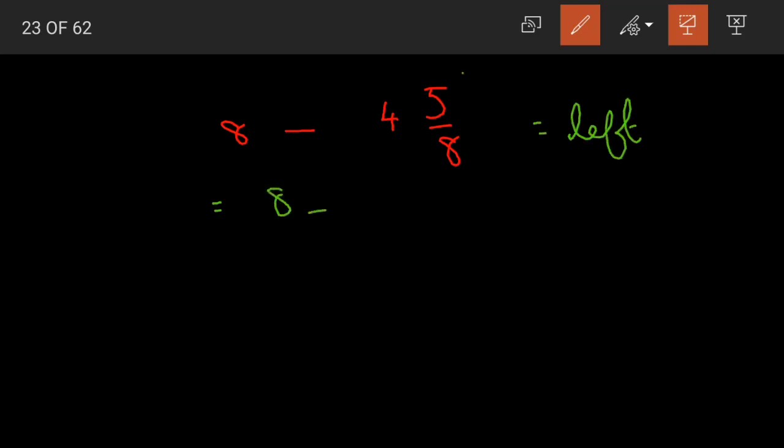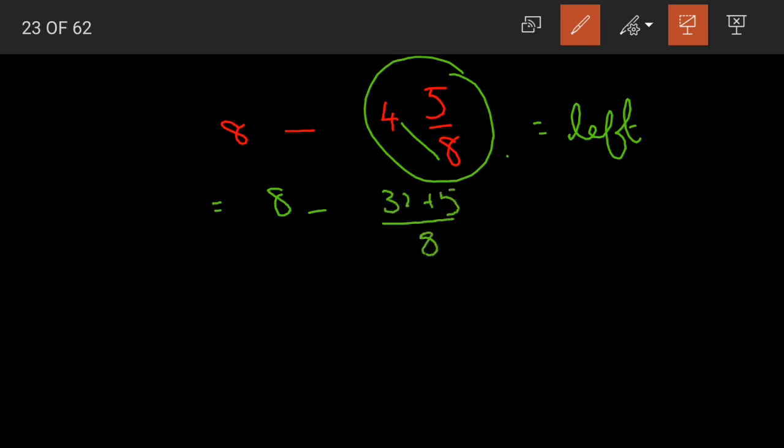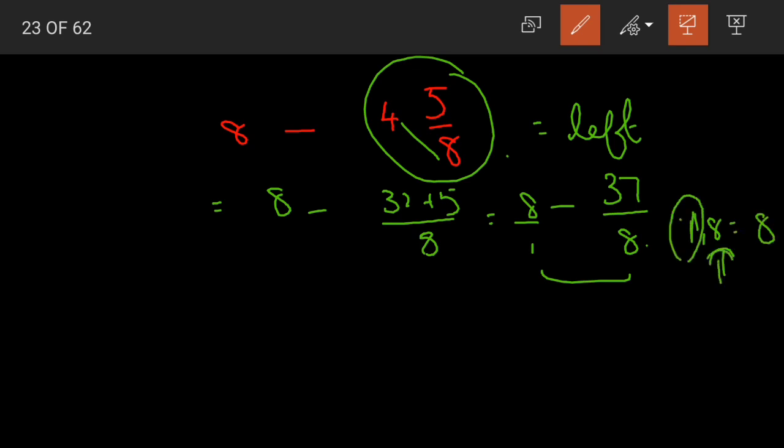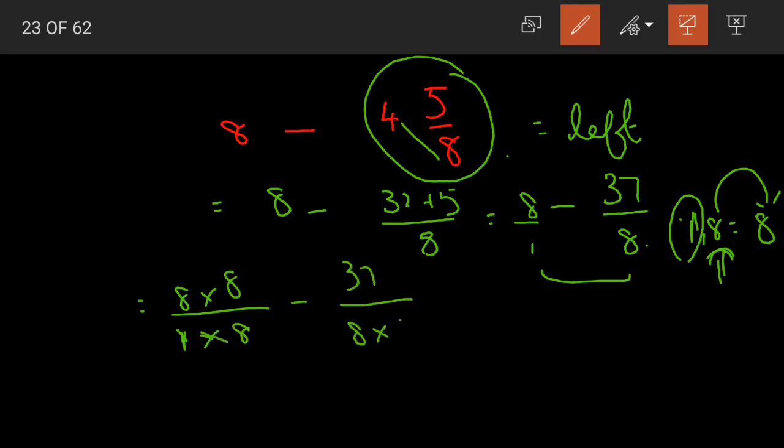Yes children, 8 minus, converting this into an improper fraction, 8 4s are 32 plus 5 divided by 8 is 32 plus 5, 37 divided by 8. Now here the denominator of 8 is 1. So for the LCM of 1 and 8, it would be 8 only. The LCM of 1 and any number will be the number itself. So here 1 into 8 is equal to 8, so multiplying by 8, 37 by 8. 8 into 1 is equal to 8, so multiplying by 1.